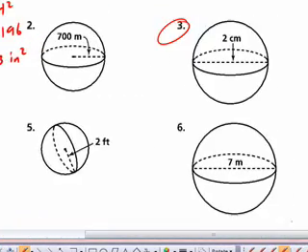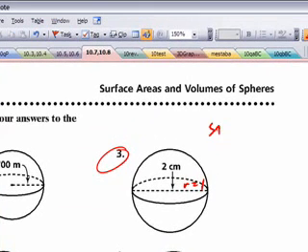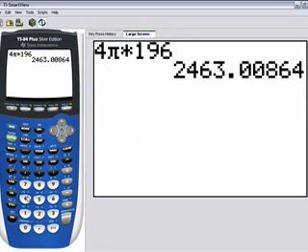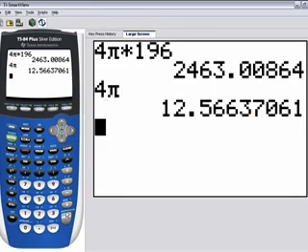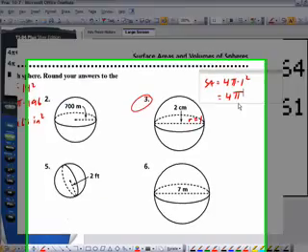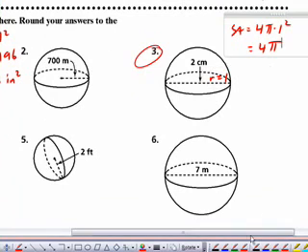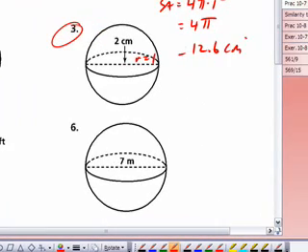Over here, if the diameter is 2, that implies that the radius is 1, so surface area is 4 times pi times 1 squared, which is 4 times pi. So 12.6 if you round it. So this is equal to 12.6, and that's centimeters squared.